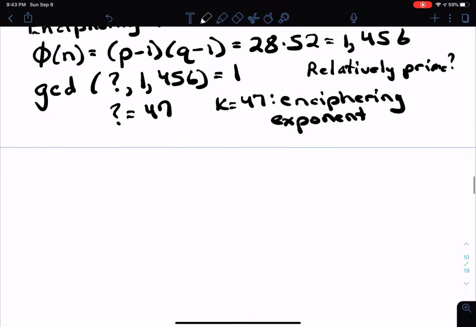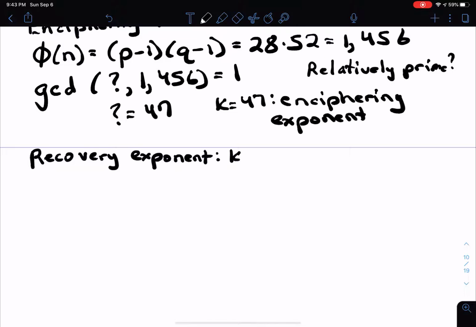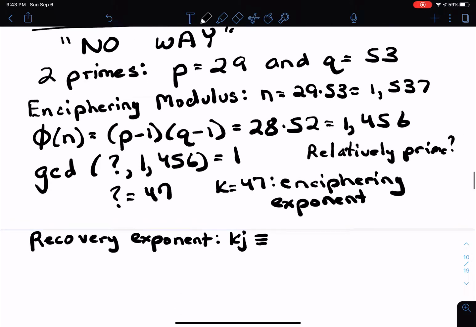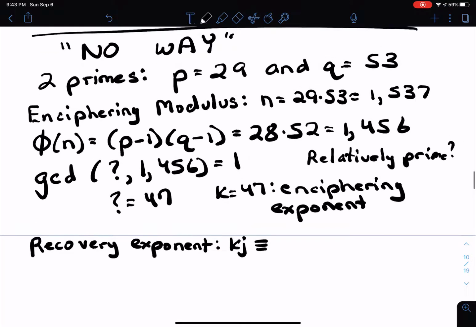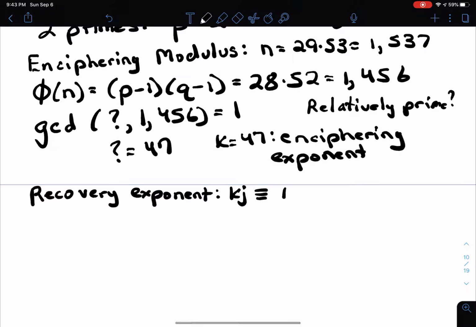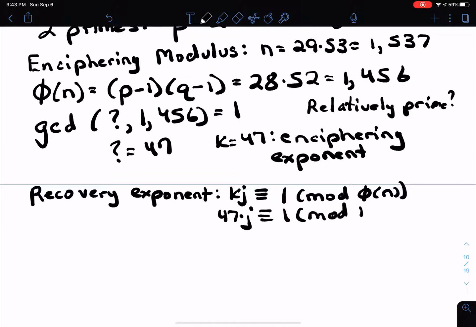Then they need a recovery exponent. So kj, and remember k there is 47. Kj has to be congruent to 1 mod phi of n. So 47 times j has to be congruent to 1 mod 1,456. So j would have to be 31 to make that happen.